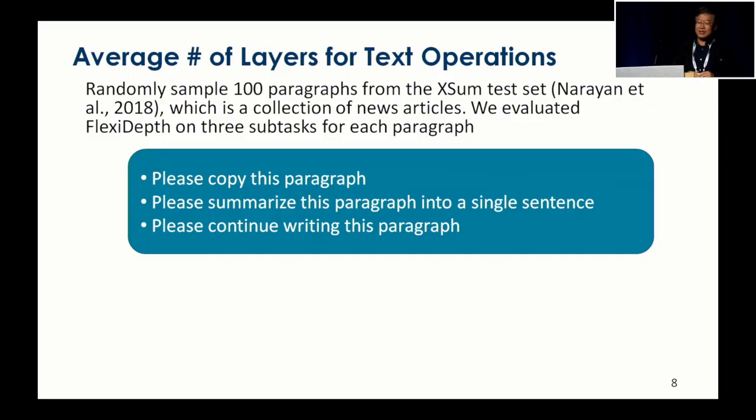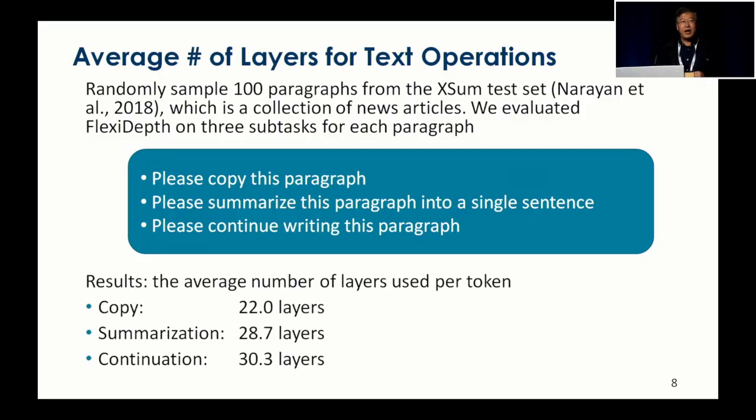We roughly know that writing a new paragraph is harder than summarization. Summarization is harder than copying the sentence, right? And then we run our algorithm and generate those tokens. And this shows you the average number of layers we need to generate each token.